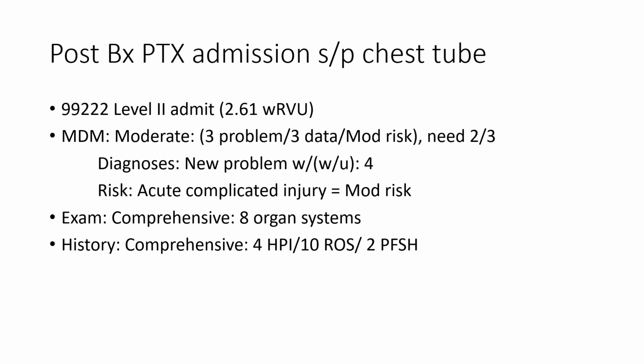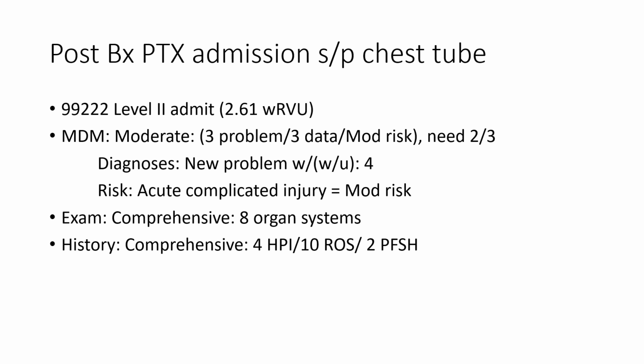Well, let's look at my patient. As far as diagnoses go, I need 3. So this is a new problem with workup. That's 4 points. That already gets me above the 3 points I need for problems. And then let's look at risk. This is an acute complicated injury, which automatically qualifies it for moderate risk. So then I have the medical decision making necessary for the code of 99222.